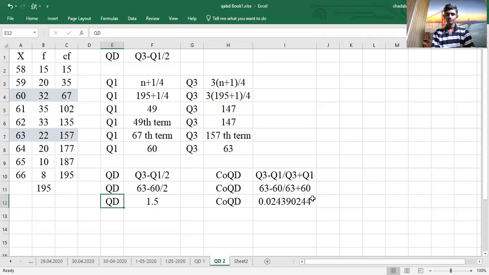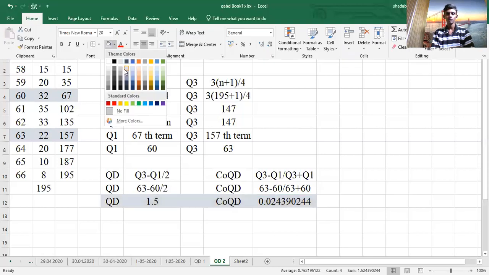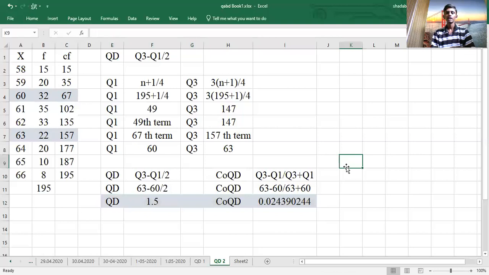So that's it for this problem. We get the answer: our quartile deviation is 1.5 and the coefficient of quartile deviation is 0.0243.